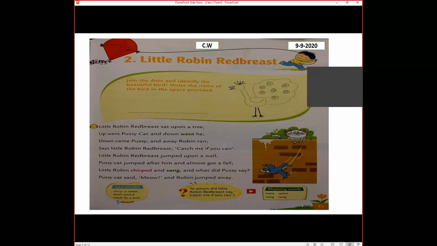Now what you're going to do is write today's date. Today's date is 9-9-2020. I want everyone to write today's date. Is everyone writing?